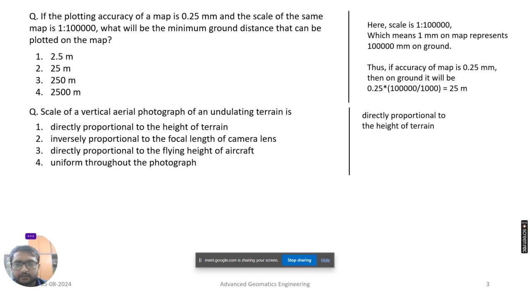It is also directly proportional to the height of the terrain. Just recall the equation which we learned: scale is equal to f divided by capital H minus small h. So it is directly proportional to the focal length of the camera lens, divided by the height of the flight minus the average height of the terrain. I will just write down the formula we learned in the last class.